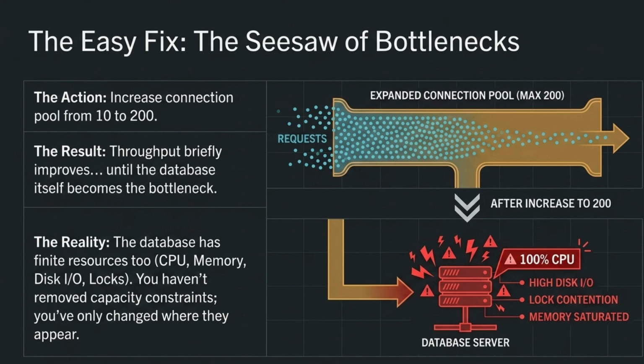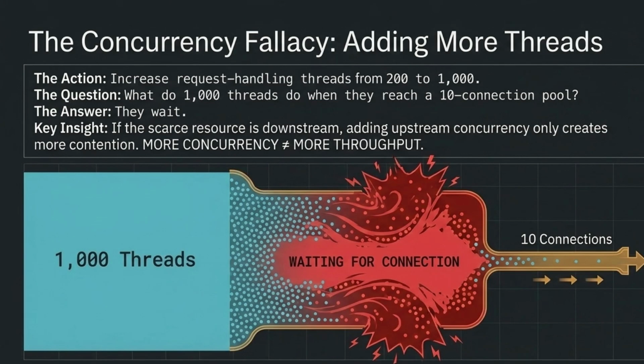Let's attack it from the other side then. Let's hear it. If my 200 threads are getting backed up and timing out, what if I just bump the web server up to 1,000 request threads? Let's just hire a massive army of waiters to process the incoming traffic faster. And what exactly are those 1,000 threads going to do when they hit that exact same 10 connection pool? Right. They're going to hit the exact same wall. Yeah. They'll just wait in line, but now the line is 5 times longer. Exactly. They are just going to pile up.